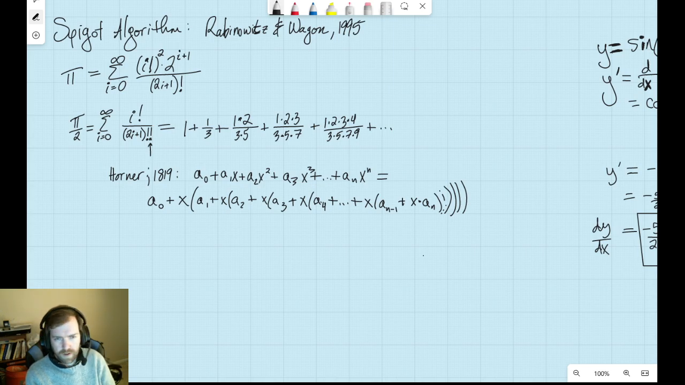Alright, we're talking about the Horner algorithm to shorten up our infinite series here. And one of the ways it worked to shorten things up.